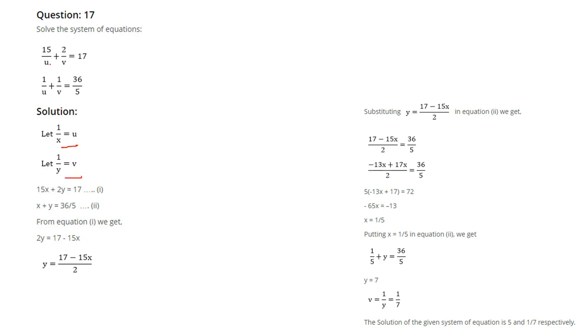Now to take like this. So now 1 by u will become x. So this will be 15x and 2y equal to 17. And this will be 1 by u is x, x plus y equal to 36 by 5. Now these two are equations. Now just take this one. Y in the form of x, 17 minus 15x by 2, put it here and just solve it. X will be equal to 1 by 5, means y will be equal to 7, and you have to take the reciprocal. So x is 1 by 5, so u will be equal to 5 and y equal to 7, so v will be equal to 1 by 7, like this.